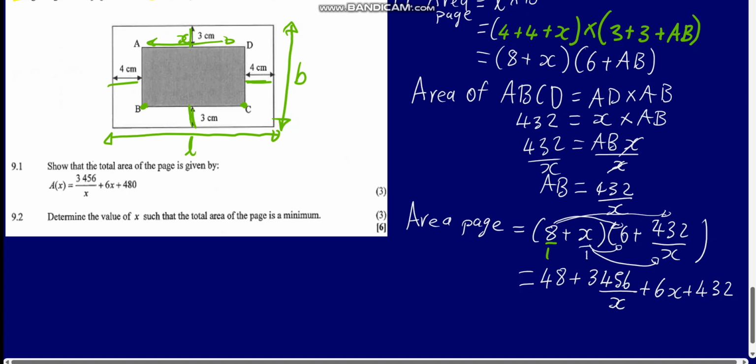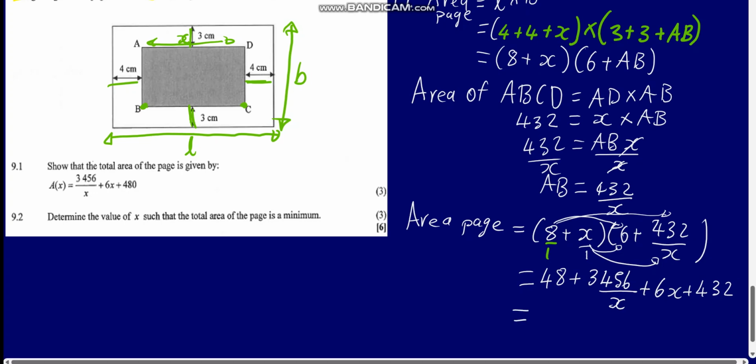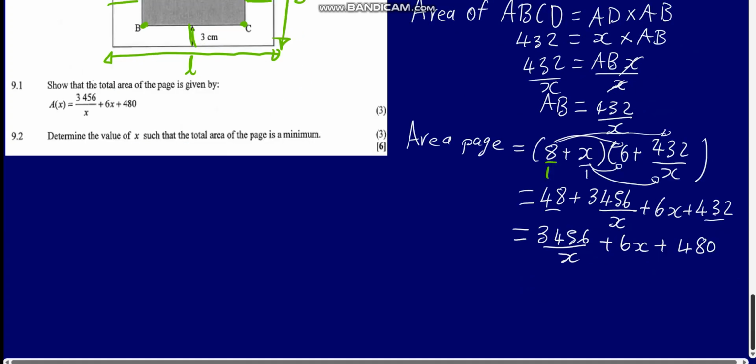Because this is over 1, x is going to cancel with the x. Because here we would get x over x, and then they would cancel, right? So the x's go away. So now we'll have something like that. So now here we can add like terms, we can rearrange 3456 over x with the plus 6x there. And then these two, when we add them, are like terms, we would get 480. And we've managed to show that the area of the page is indeed that, right? So let's go to 9.2 here.